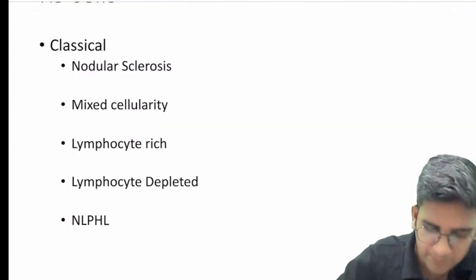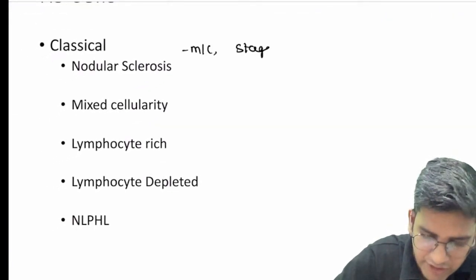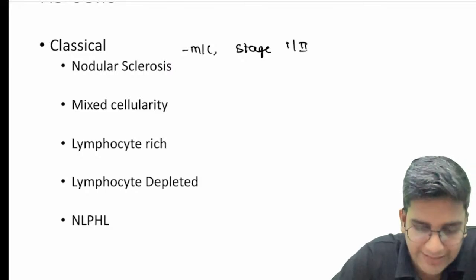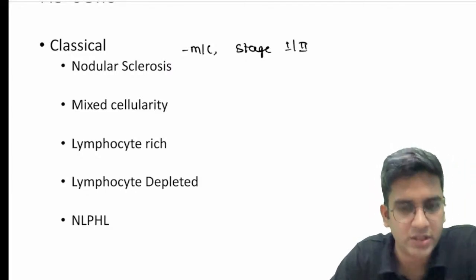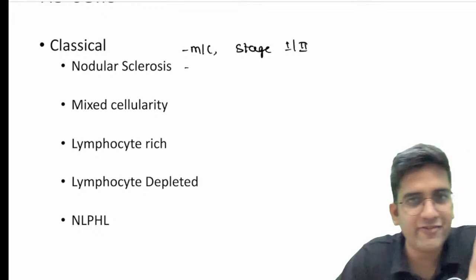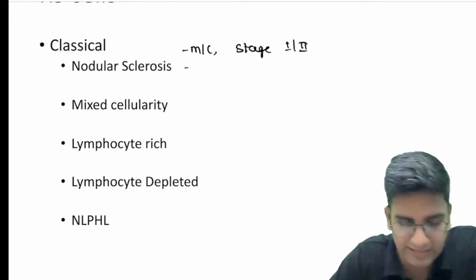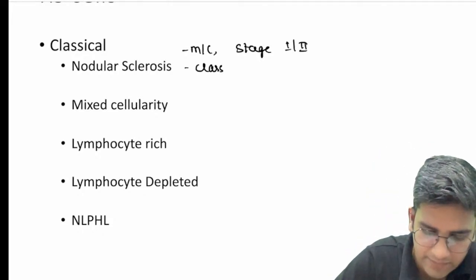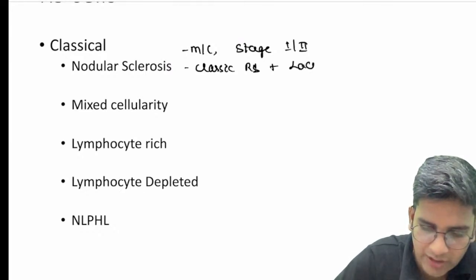Nodular sclerosis is the most common subtype. Generally, they are discovered in stage 1 or stage 2. That's why they have a little bit of a better prognosis. Here, every classical Hodgkin's lymphoma will have the classical RSL. You can write classical RSL plus one finding called the lacunar variant of RSL.